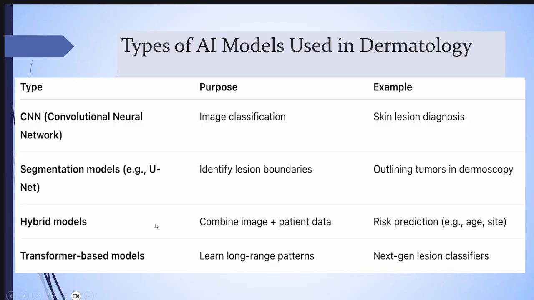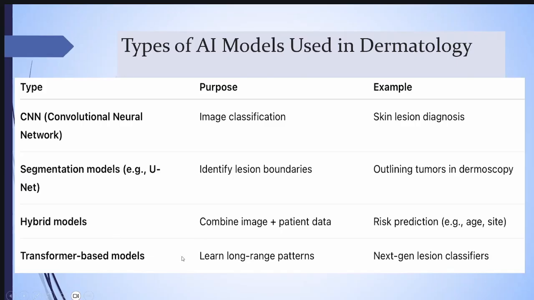Then hybrid models, as I told you, just the image alone will not help you. A patient data, what is the age, what is the ethnicity, what is the site, what is the duration of the lesion. Say a lesion which appears in 1 month is not going to be the same as it looks after 4 months or 5 months down the lane. So you have to combine these data together and give a risk prediction. Say this person, age 70 years, has got this lesion here. This doesn't look like a malignancy, but probably I can give a risk prediction of so much percentage that it can change into malignancy given other parameters. So that is hybrid model.